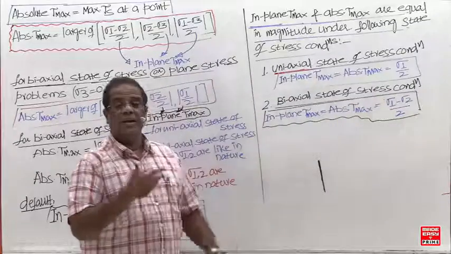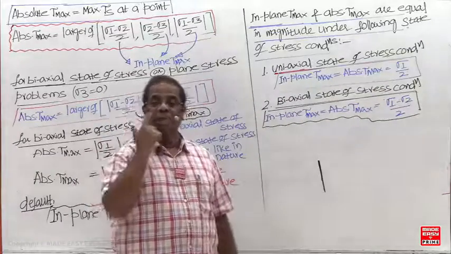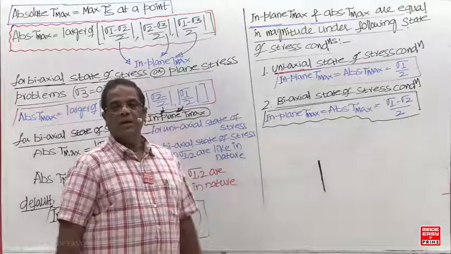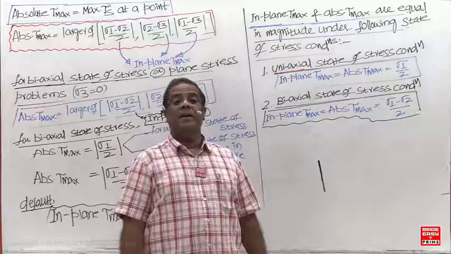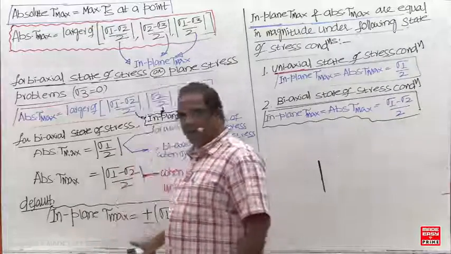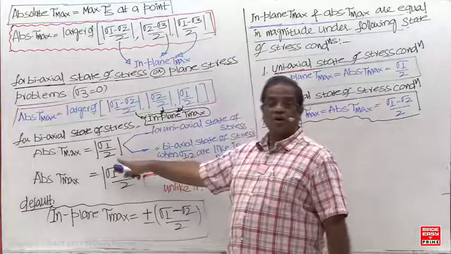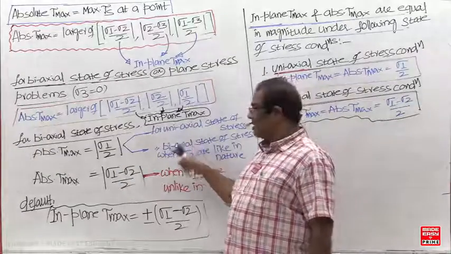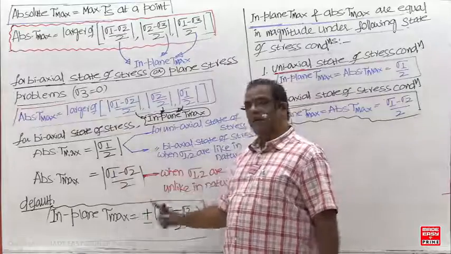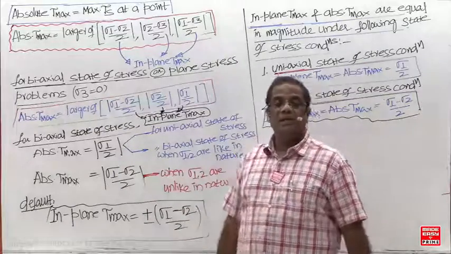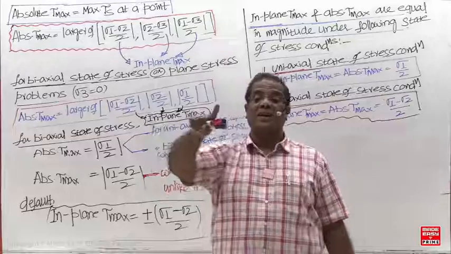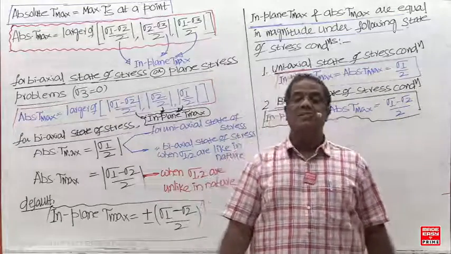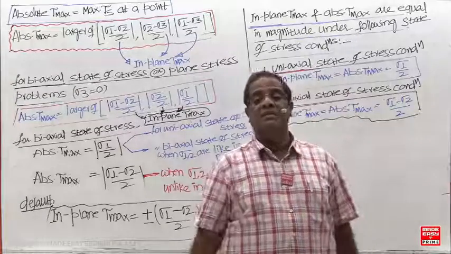Overall, when you are dealing with biaxial, most of your problems are biaxial only. Your syllabus is restricted to biaxial state of stress only. So under biaxial state of stress, when in-plane and absolute are different, that is in-plane. But absolute is equal to how much? Sigma 1 by 2 when unlike in nature. When principal stresses are like in nature, the absolute tau max is sigma 1 by 2. In-plane tau max is different. In-plane tau max and absolute tau max are different in magnitude only when sigma 1 and sigma 2 are like in nature.